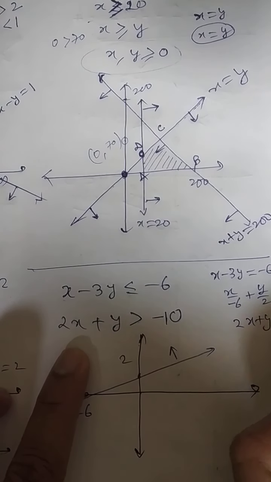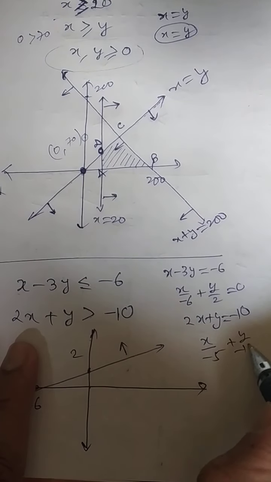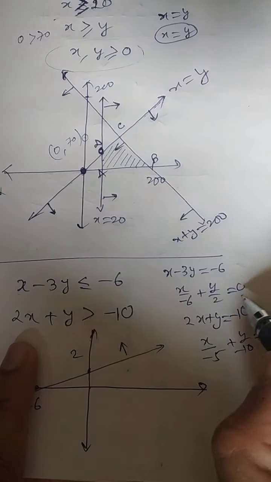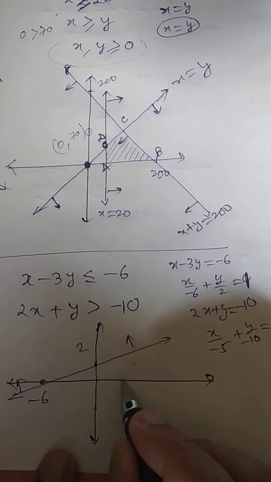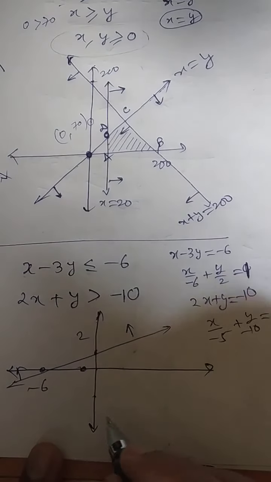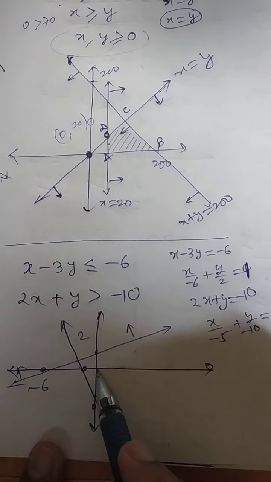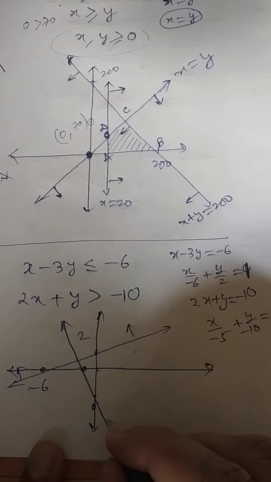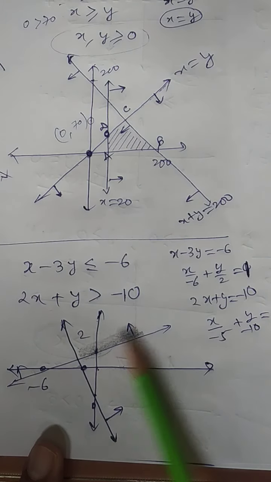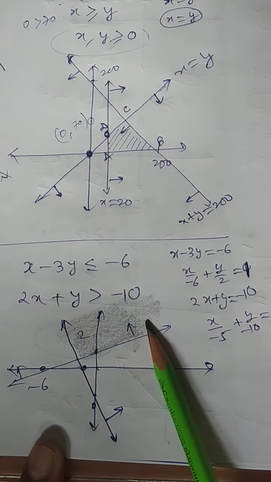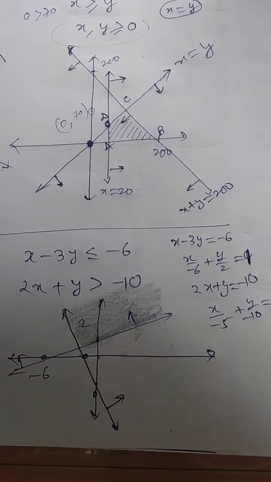Another equation, 2x plus y will be equal to -10. So x by -5 plus y by -10 will be equal to 1. X by -5 is somewhere over here and y by -10 is somewhere over here. So you will get another line. Again I put 0: 0 is greater than -10. Agree. So upside of this one, outside of this one, the solution will be somewhere over here. Why are we shading part of the x and y axis? Because there is no third, extra condition given.